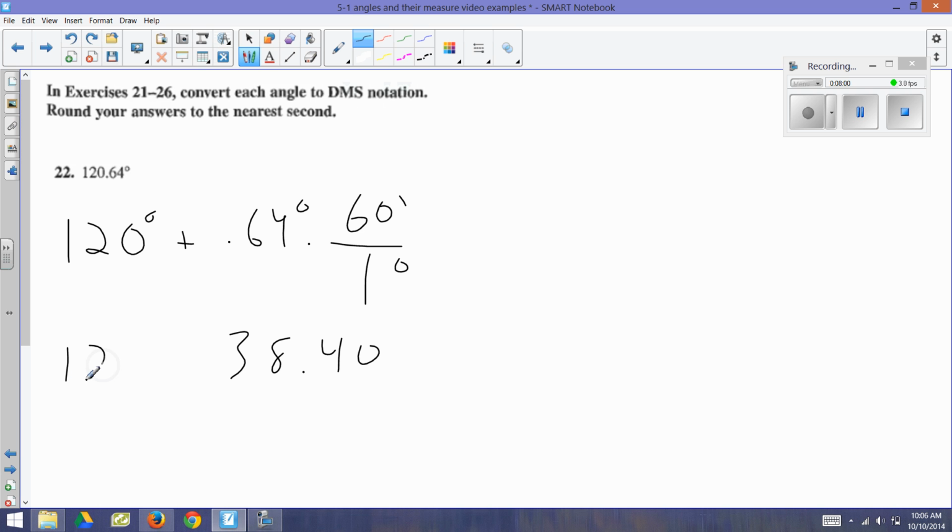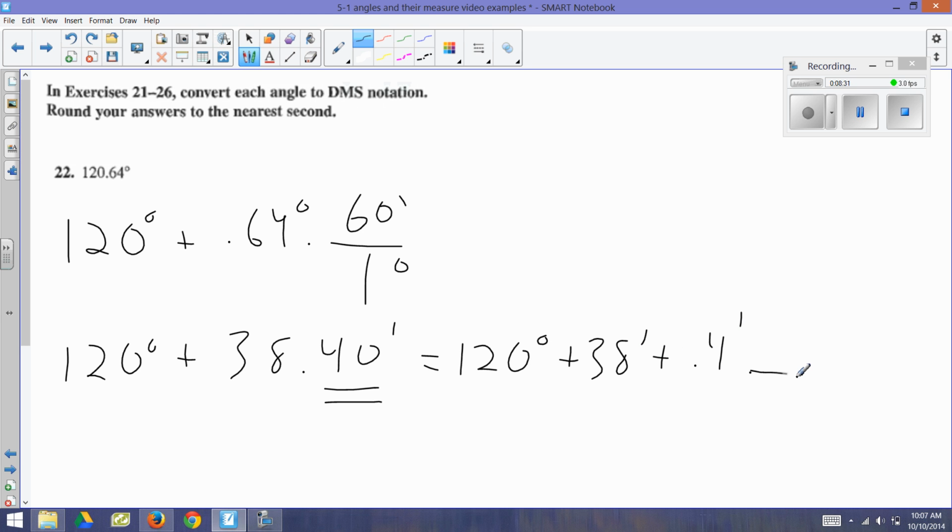So I have 120 degrees now, plus 38.40 minutes. But it said I needed degrees, minutes, seconds. If this decimal did not exist, it would be just 38 minutes and I'd stop. But that 0.4 I am going to convert now. So I have 120 degrees, I have 38 minutes, and I also have 0.4 minutes. That's what I'm going to convert.